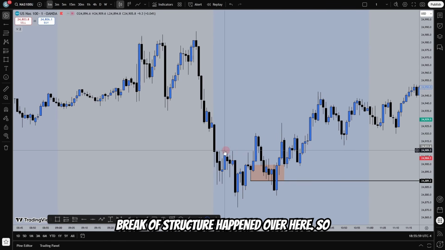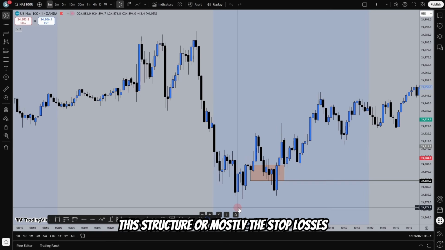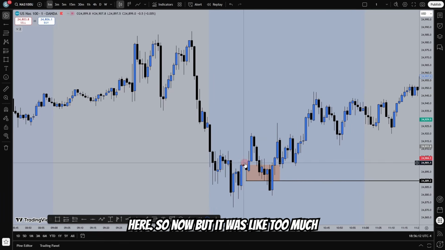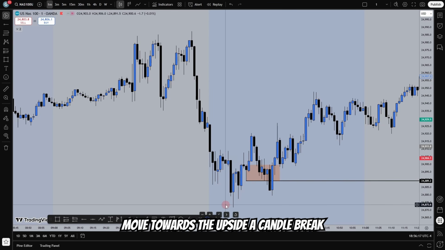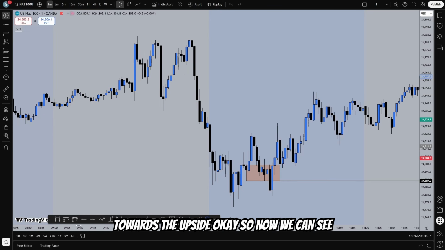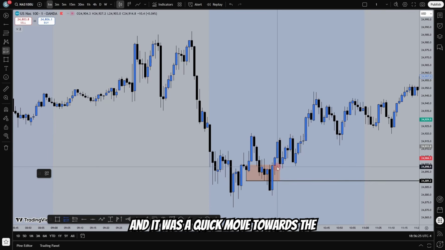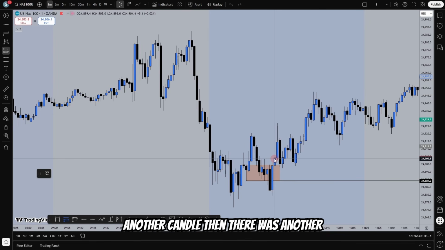So now price went up and took this high over here, so the official break of structure happened. Now we know where the stop losses will be: mostly below this structure over here. But it was too congested, so I waited for a big move towards the upside, a candle break. Now we can see it took the stop losses over here, and it was a quick move towards the upside from here. Then I waited for another candle, and there was another quick move.